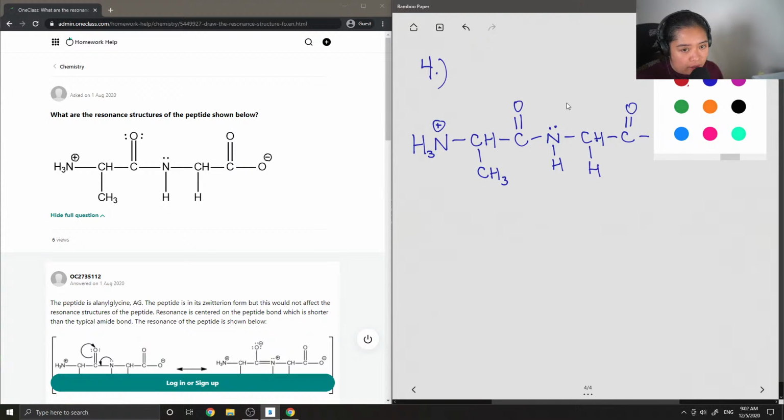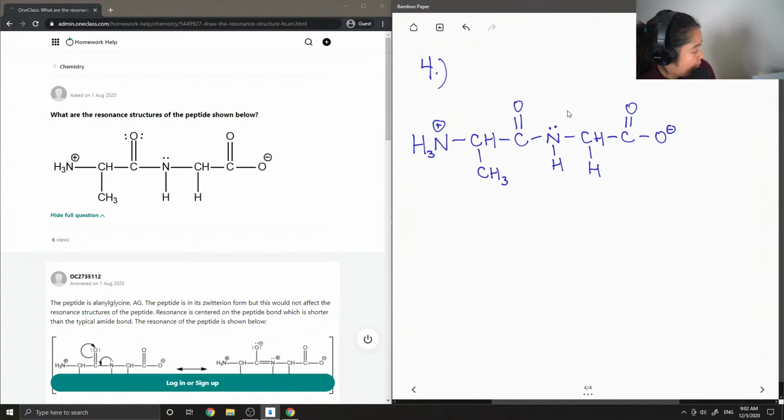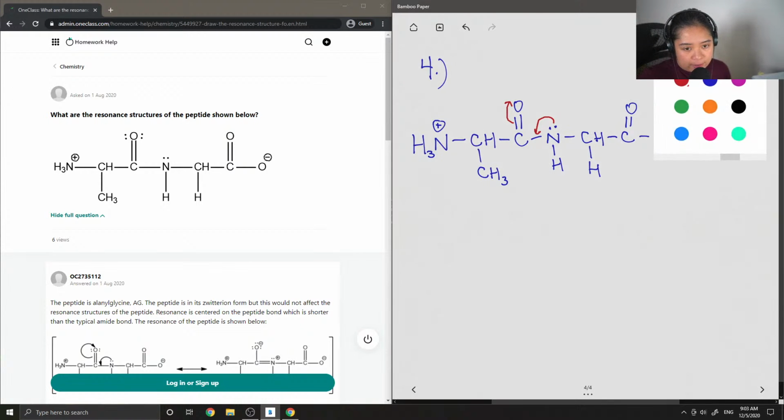And to draw our resonance structure, I'm just going to show the movement of electrons from the lone pair of this amine group and come down to form a double bond, leaving the carbonyl group to have a negatively charged oxygen.